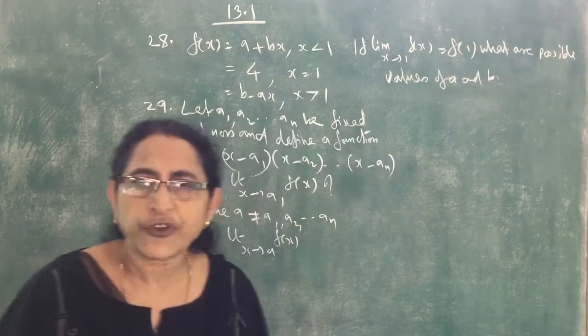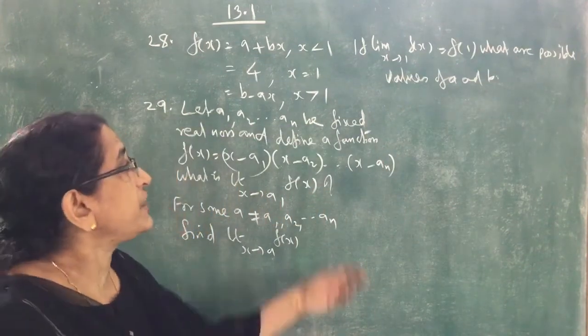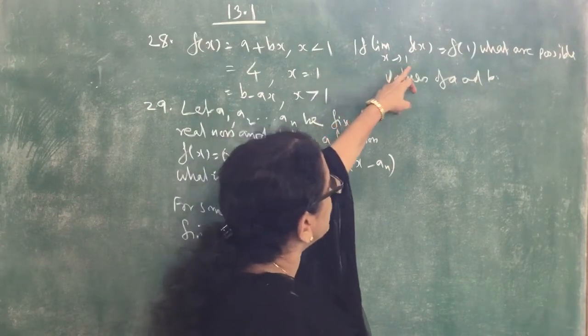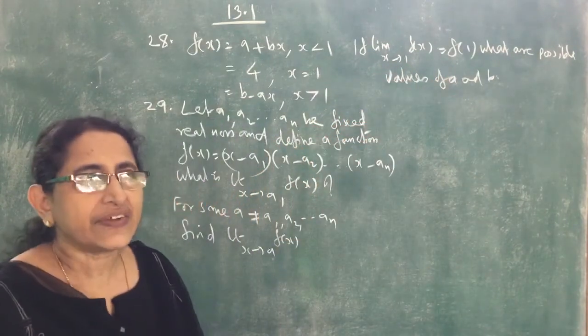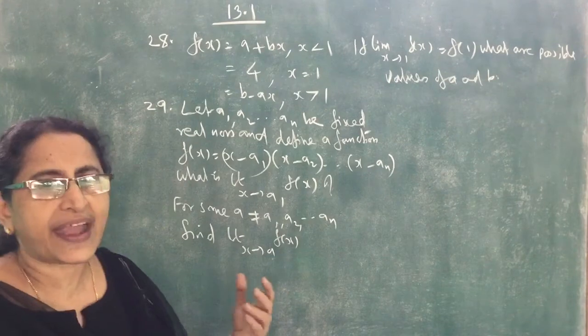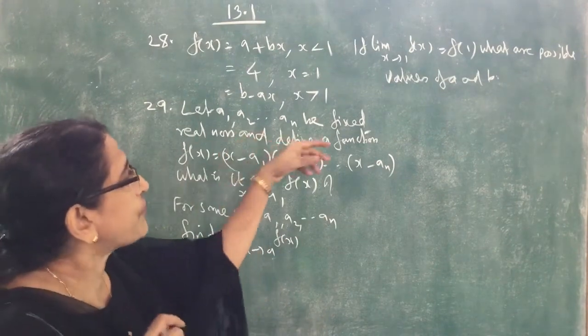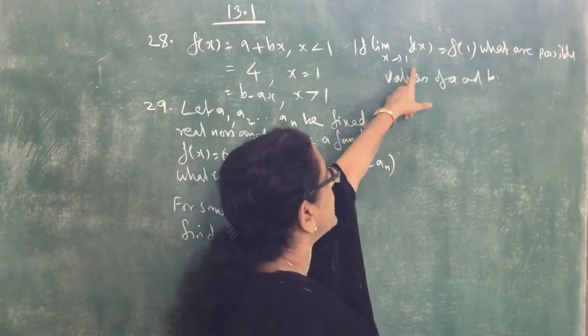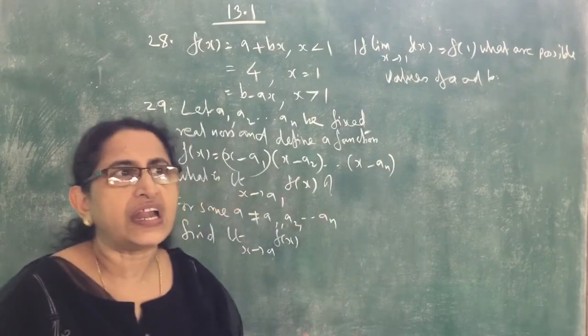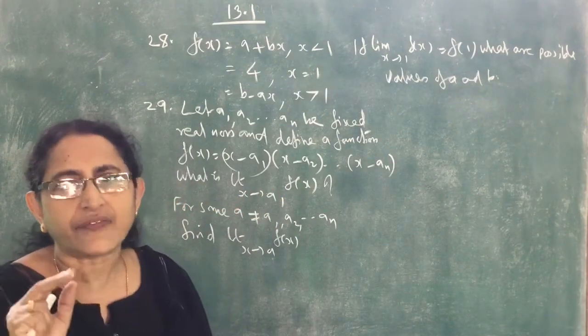and b? We have to find the values of a and b if the limit as x tends to 1 of f(x) equals f(1). Given that the limit of the function is the same as f(1), first we will find the limit as x tends to 1 of f(x) and we will find f(1), and we can equate them and find the values of a and b.